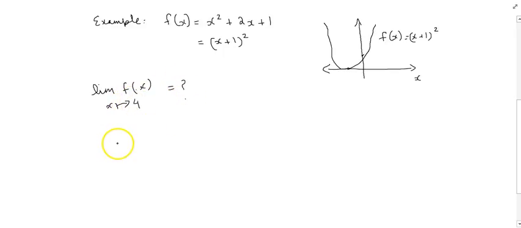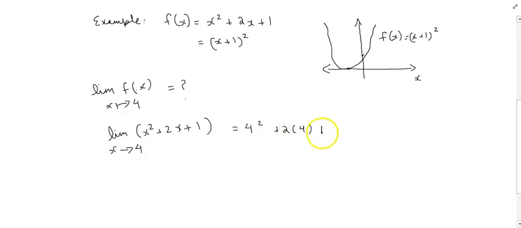So all we need to do in this case is apply the rule that we've studied in the earlier part of this video. Let's plug in a 4 instead of x. So we have the function x squared plus 2x plus 1 over here, right? So as x approaches 4, all we need to do is plug in 4 squared plus 2 times 4 plus 1. It turns out to be 16 plus 8 plus 1, which is 25.